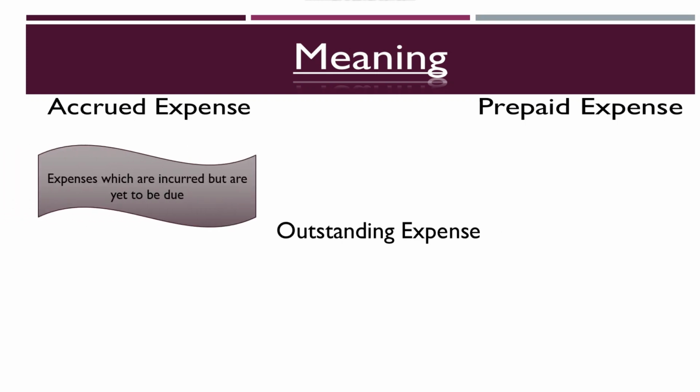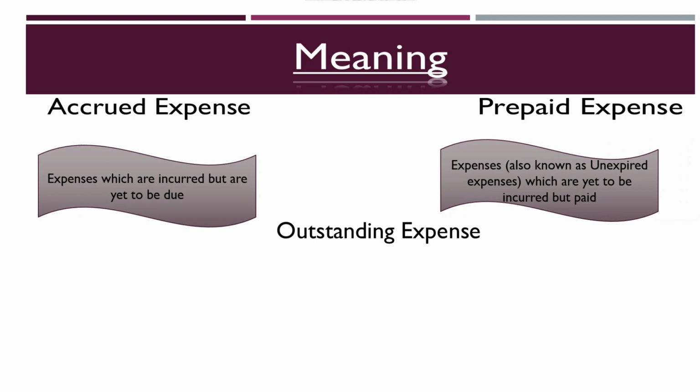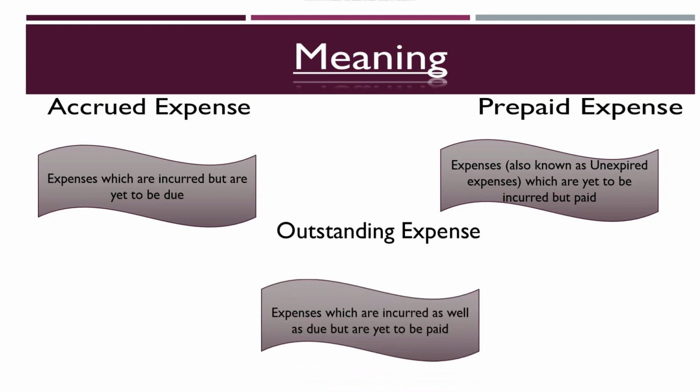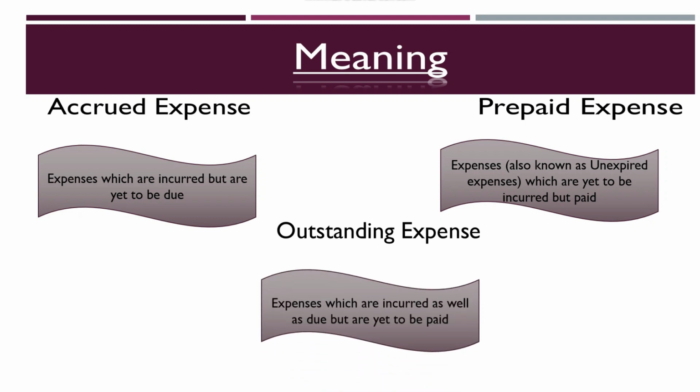Accrued expenses. Expenses which are incurred but are yet to be due. So these are not due, hence not required to be placed as a liability in your books. Prepaid expense. These are assets because these have been paid even before they have been incurred or due. So these will have to be recorded as an asset in your books. Outstanding expense. So these are incurred as well as due but are yet to be paid. As I told you, after 31st of October till 1st of November, till the time the amount has not been paid to the employee, it will be called as an outstanding expense in the books of the company.